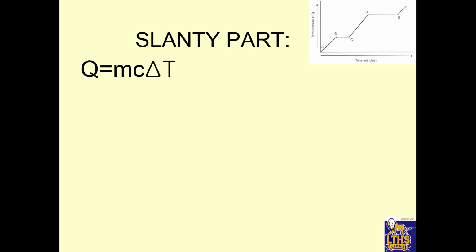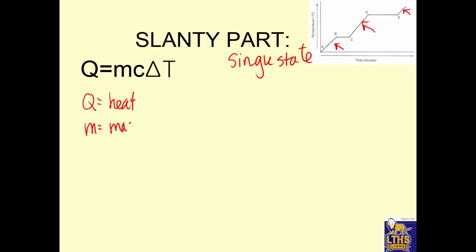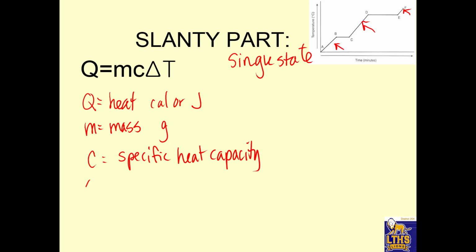All right, let's talk about the slanty parts first. There's a maximum of 3 on a graph, and you always have a single state of matter. So what could happen in that single state? Well, Q is the heat, M is the mass of a substance. Heat is measured in calories or joules. Mass is grams, could be kilograms. C is specific heat capacity, and it's different for every substance. And then delta T, because it's a slanty part and the temperature is on this axis, so it's a change. Delta for change, T for temp, change in temp.